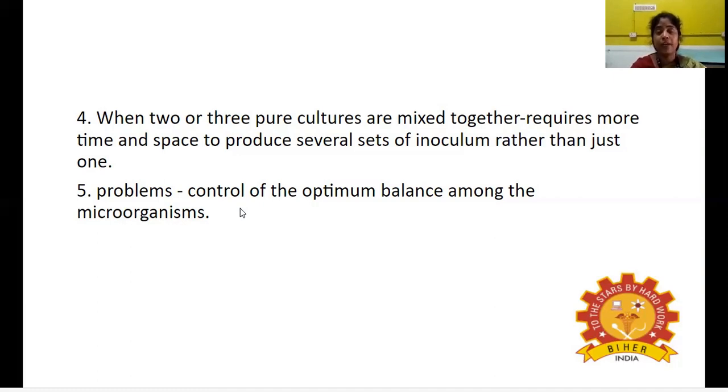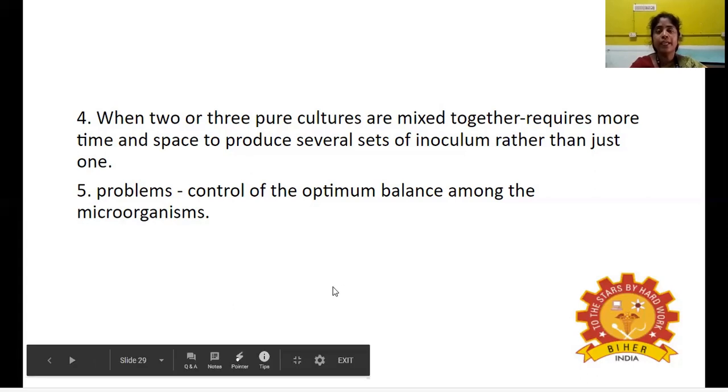Here, as we are using microorganisms in a mixed culture, another disadvantage is that controlling the optimum balance among the microorganisms is one of the very difficult tasks. If we are selecting an acidic condition for a bacteria, both the bacteria and the fungi should be in an acidic condition and not in a basic condition. If there is a pH fluctuation, the difficulty in controlling the pH level makes it more difficult to obtain or control the optimum balance among the microorganisms. So these are the various disadvantages of your mixed culture fermentation in the bioprocess.